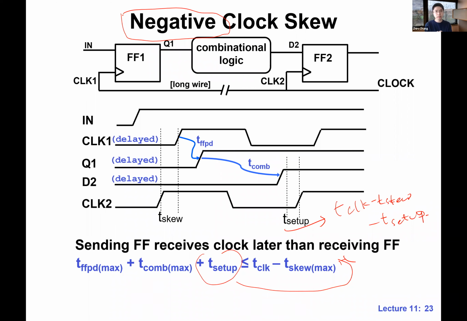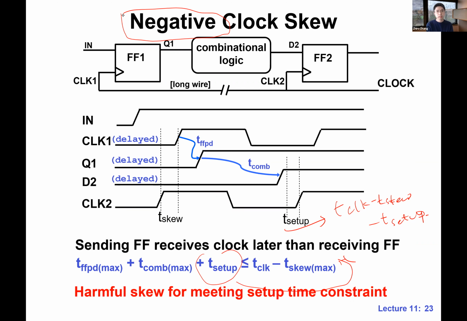Of course, you can ask, what about the other scenario? When FF2 receives the clock later than FF1, coming back to the exam analogy, is it good or bad for you guys? If this scenario is reversed, that's good. Effectively, you have more time. Same for meeting the setup time. So in this case, it's bad. That's why we call it harmful skew for setup time. This is harmful if we have a negative clock skew, if FF1 sees the clock later than FF2.